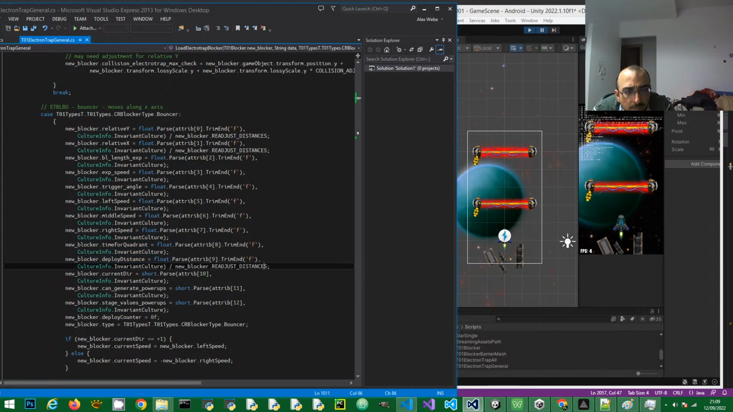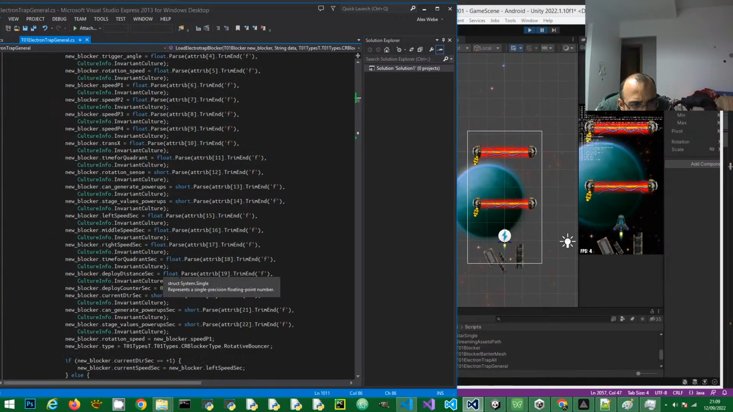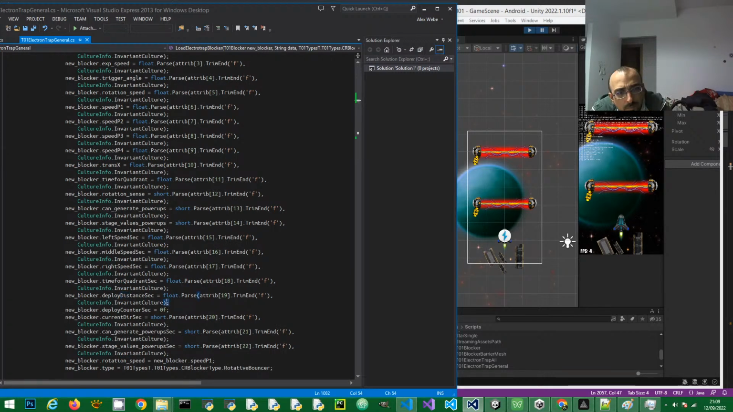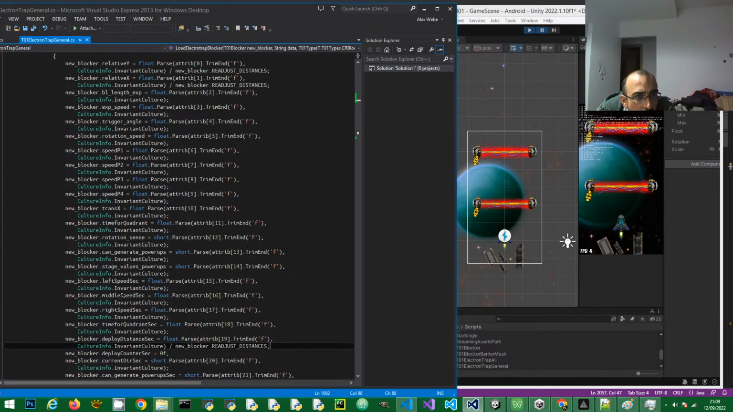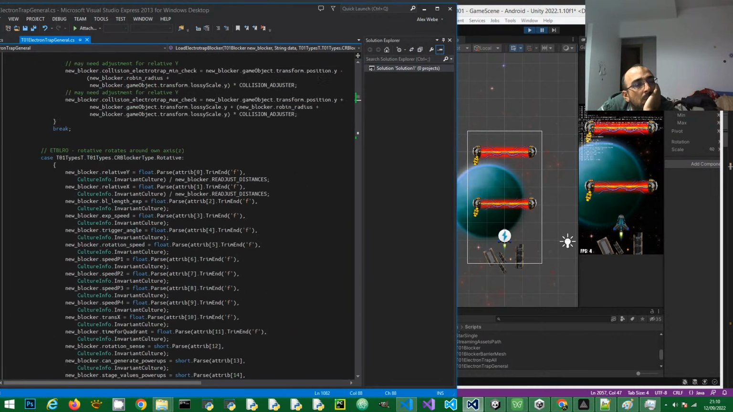If we adjusted the bouncer, we must adjust the rotative bouncer and deploy counter, deploy distance. It has two. Deploy distance, so it has two. So deploy distance can generate. Okay, I just do this one, and this one.